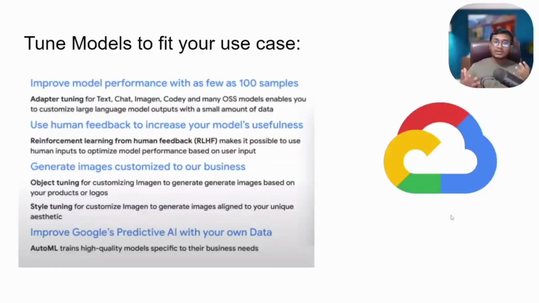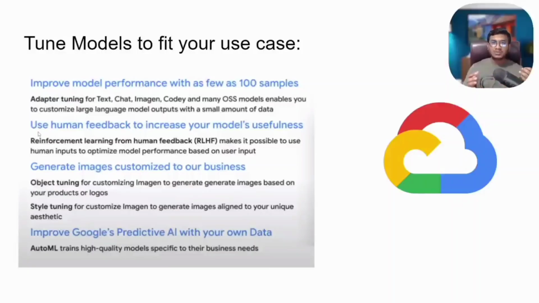I already told you we can also perform something called fine tuning. It's not that you can only use the foundation model for inference. No, you can also perform the fine tuning operation. That means Vertex AI gives you the functionality to improve the model performance with the help of fine tuning, on top of your custom data. You can also use human feedback to increase your model usefulness.